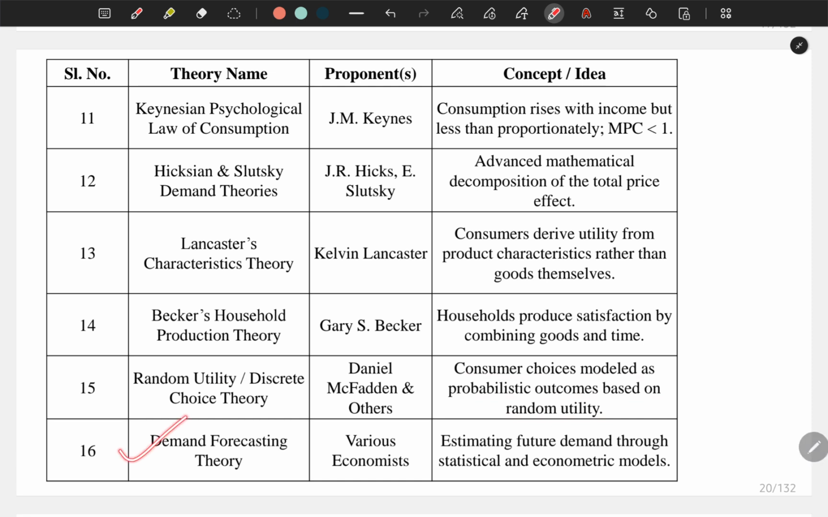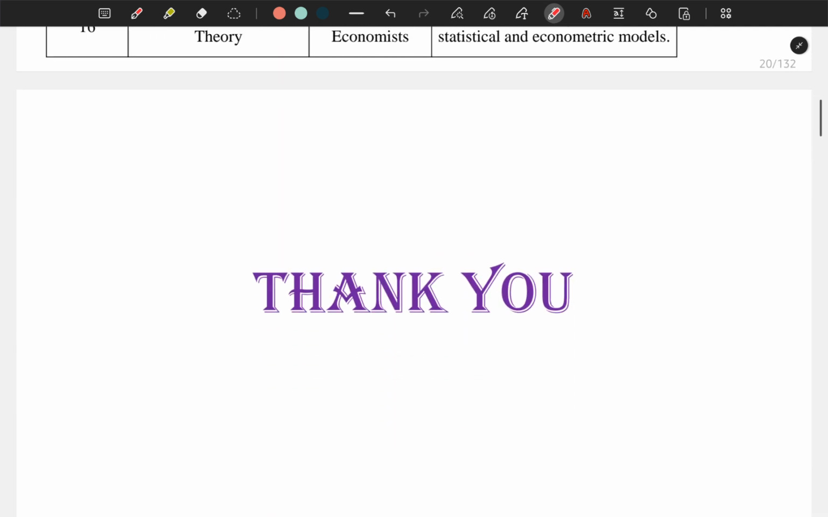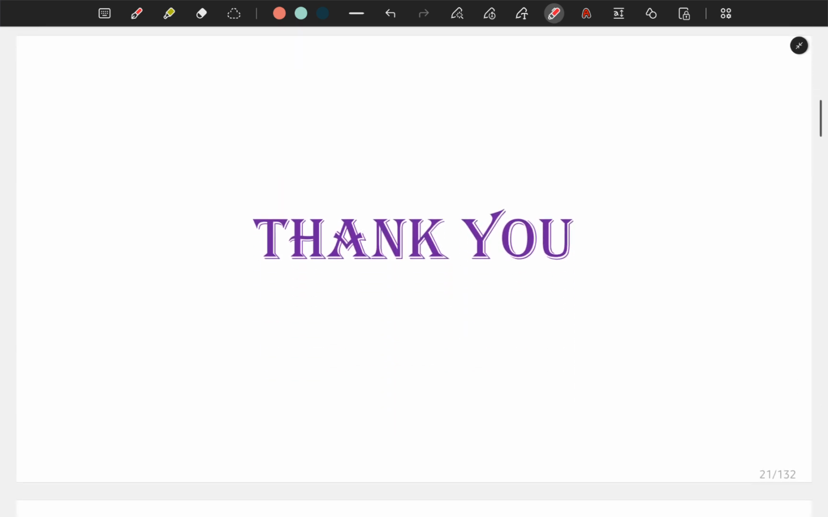Then the demand forecasting theory, given by many various economists. This theory estimates future demand through statistical and econometric models. These are all important microeconomic theories. In the upcoming classes, I will explain these things in detail from a 360 angle, don't worry.